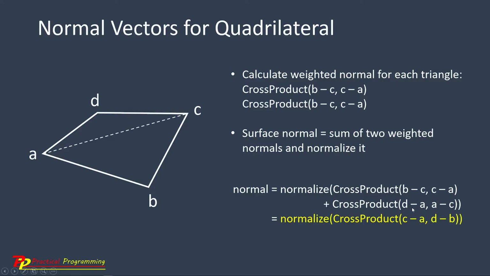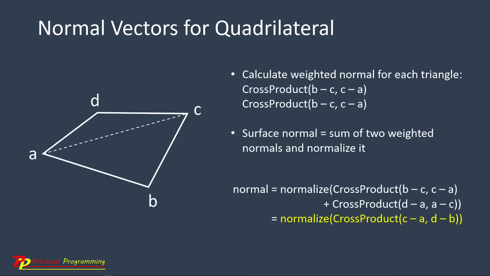Then we can merge the similar terms and get the final result. Normalize the cross product of CA and DB, just a cross of the diagonals, DB and CA. So this is the surface normal for the quadrilateral. We will use this formula to calculate the light model for 3D surfaces.